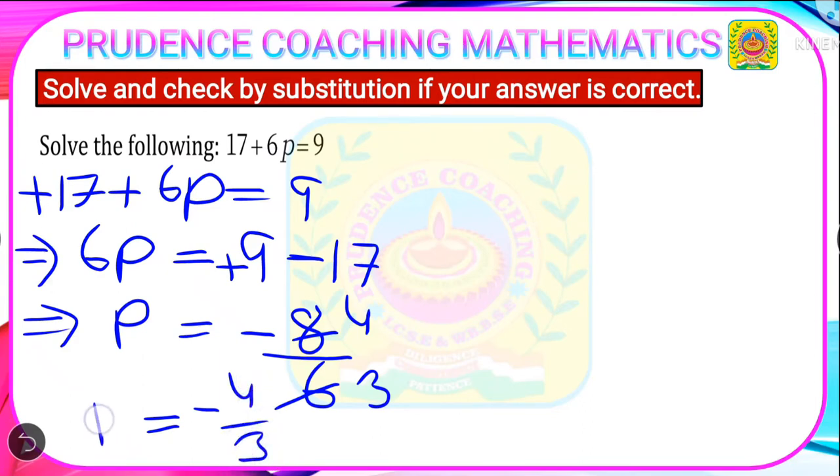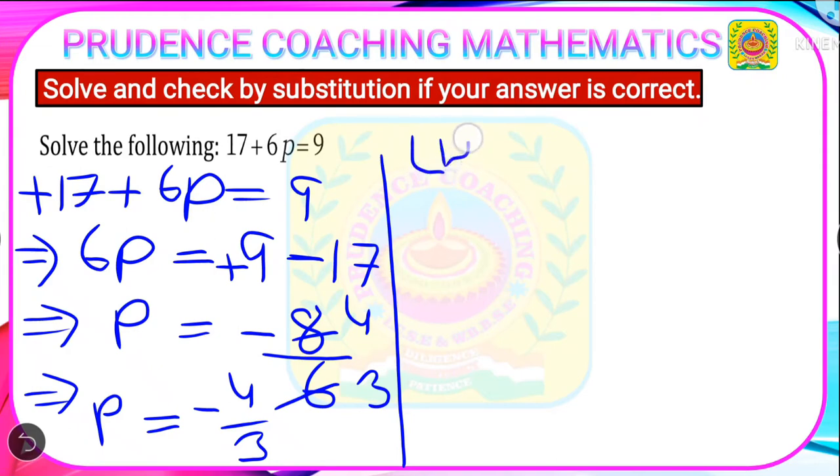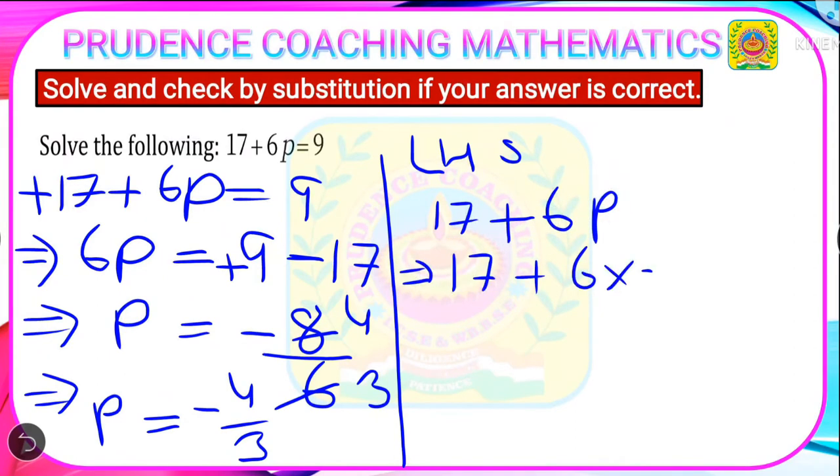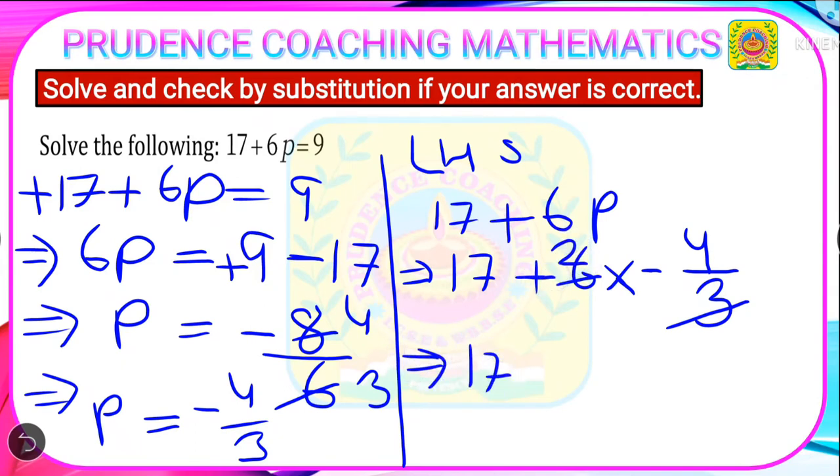Now we need to check whether our answer is correct or not. Therefore we will start with LHS. So we will write LHS, and in LHS we have 17 plus 6p. So we need to put the value of p which we have calculated. So 17 plus 6 into minus 4 by 3, because the value of p here is minus 4 by 3. Now according to BODMAS rule, we need to solve the multiplication first. So 3 2s are 6, so it will cancel out. So you will get 17, and here plus into minus. So as we have learned, plus into minus will give you sign minus, and we are having 4 into 2, that is 8 here.